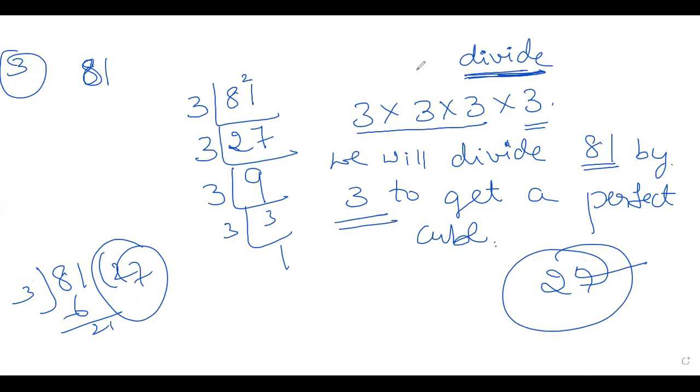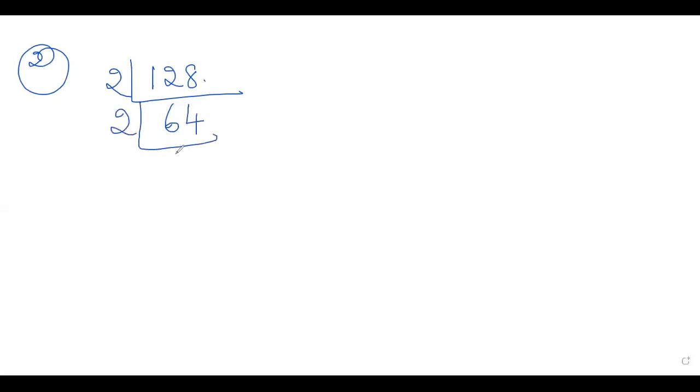Okay children, we'll go for the next one. Second one, 128. Divided by 2. 2 sixes are 12. Next digit is 4. 2 fours are 8. Again by 2. 6 is there, we can divide 3 times. 2 threes are 6. Next to it 4, 2 twos are 4. Again by 2, we have 3 here. How many times can you divide? Only one time. 2 ones are 2.